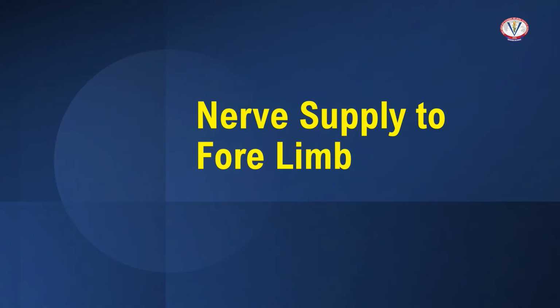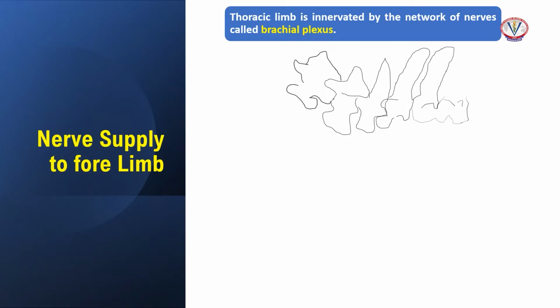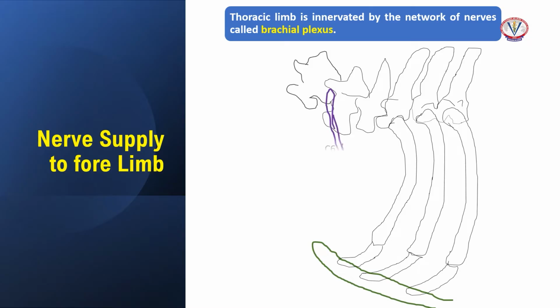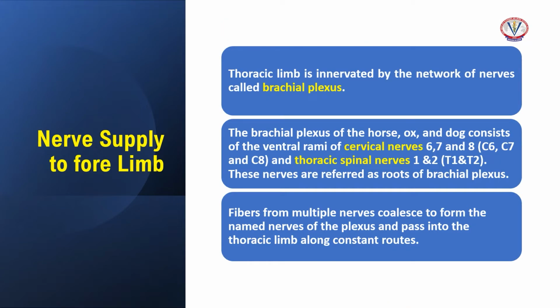Let's learn about the nerve supply to the forelimb. The forelimb is innervated by a network of nerves called the brachial plexus. The brachial plexus in domestic animals consists of ventral rami of cervical nerves 6th, 7th and 8th, and thoracic spinal nerves 1st and 2nd. These nerves are referred to as the roots of the brachial plexus.